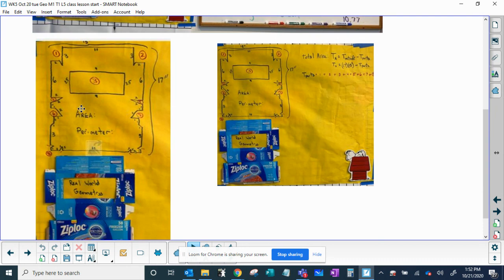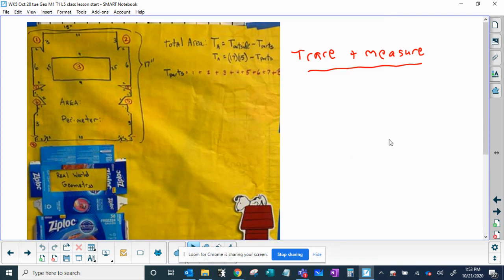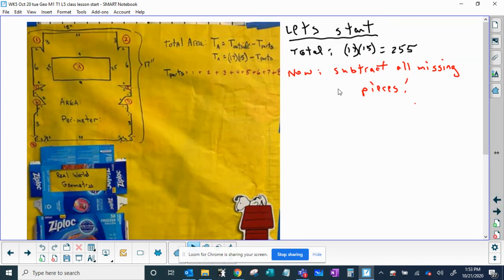So the first thing I did, traced it. Got a ruler, got a measuring tape, started putting all these numbers down in inches. Everything in red is stuff I have to subtract out, and all these shapes and sizes. So total area, it's 17 inches by 15 inches, and here we go. First thing I did, trace and measure. Then I need to subtract out all the things in red. Got to do all that math, okay?